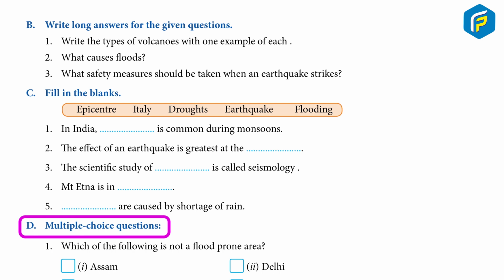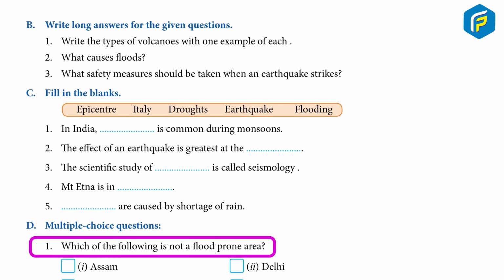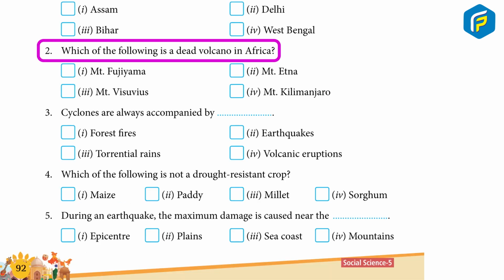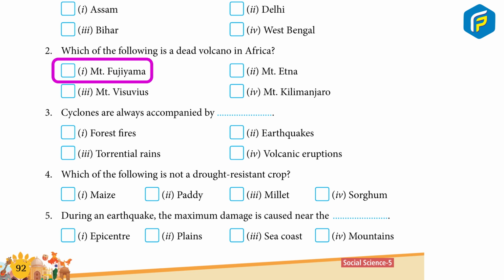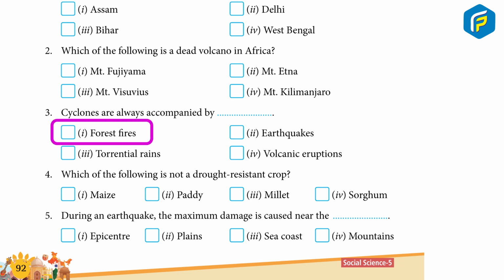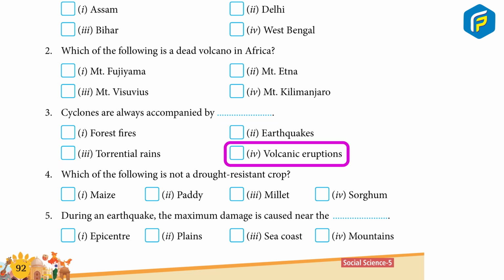D. Multiple choice questions. 1. Which of the following is not a flood-prone area? 1. Assam. 2. Delhi. 3. Bihar. 4. West Bengal. 2. Which of the following is a dead volcano in Africa? 1. Mount Fujiyama. 2. Mount Etna. 3. Mount Vesuvius. 4. Mount Kilimanjaro. 3. Cyclones are always accompanied by dash. 1. Forest fires. 2. Earthquakes. 3. Torrential rain. 4. Volcanic eruptions.